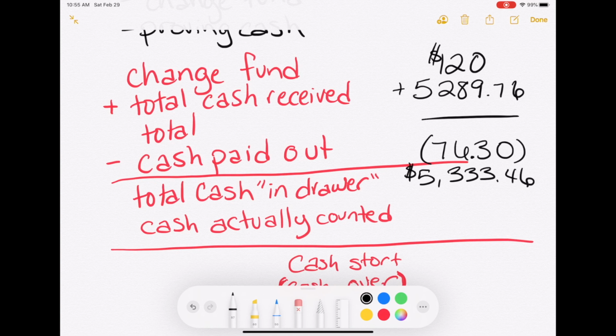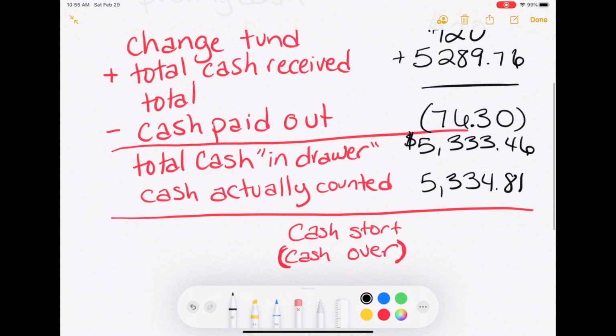But the problem tells us that what's actually in the drawer is $5,334.81. So if we compare these two numbers together, we can see that there should have been $33, but there's actually $34. So we are cash over by $1.35 over. We get a negative number.